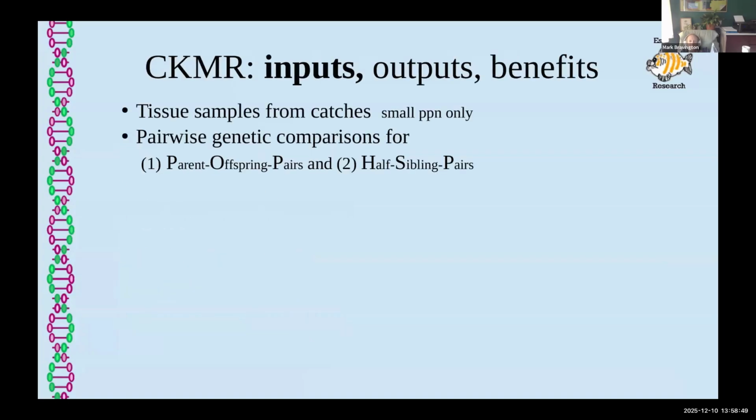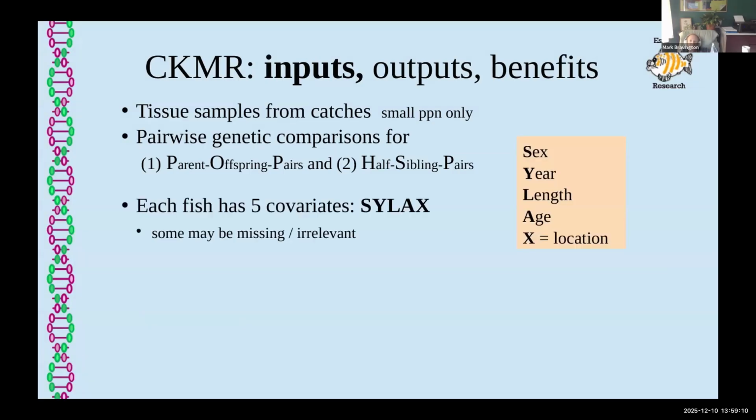You know what it is. The data you need is tissue samples from a small proportion of the catch. We can get into that later. And what we do is pairwise genetic comparisons between all our samples, or most of them, to look for these two types of kin. Because everybody, when you were born, you tagged your mother and you tagged your father.